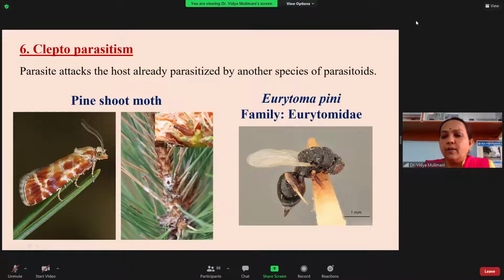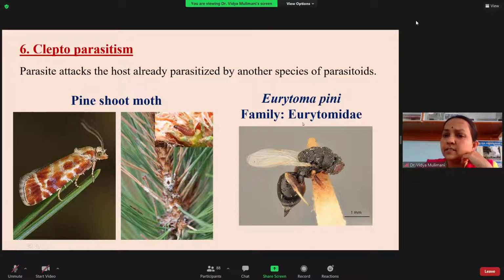And finally, you have kleptoparasitism. So what is the meaning of klepto? A parasite attacks a host which is already parasitized by another species of parasitoid. For example, here I am giving you a pest, the pine shoot moth. This is the one which mainly attacks the pine species of plant. Here this is the caterpillar feeding on the pine shoot. That is what we call the pine shoot moth.